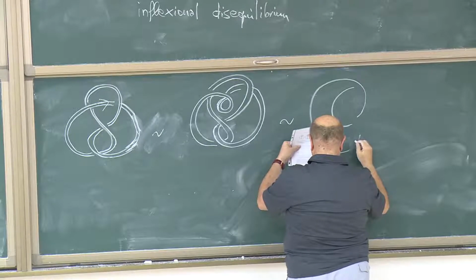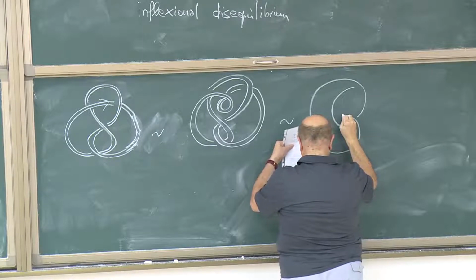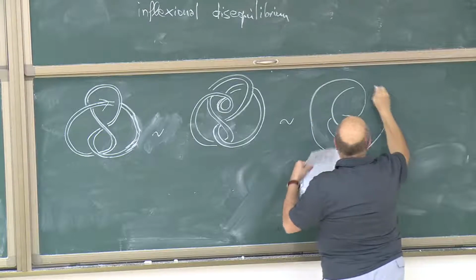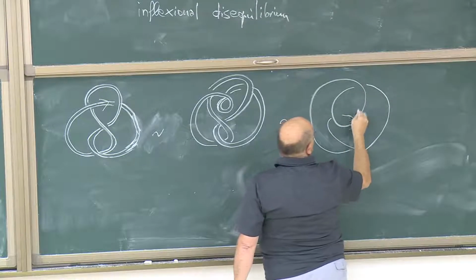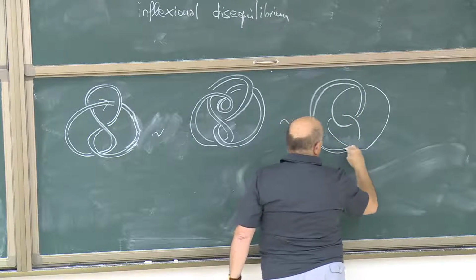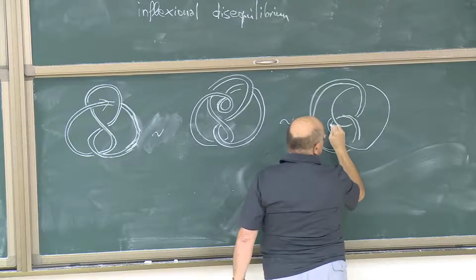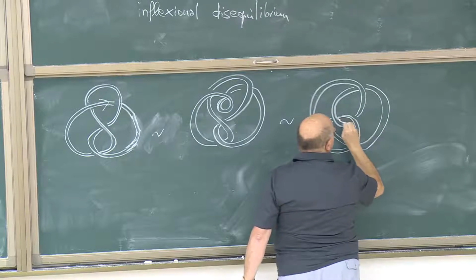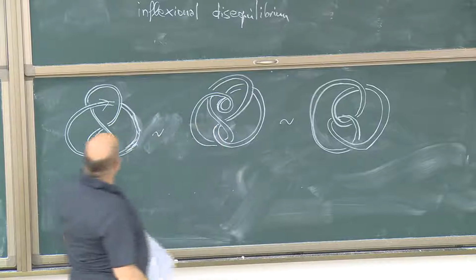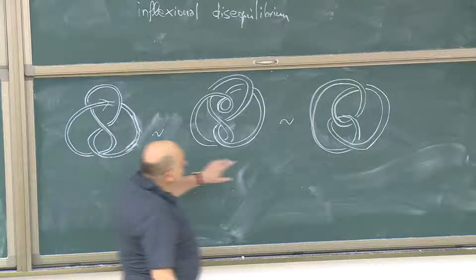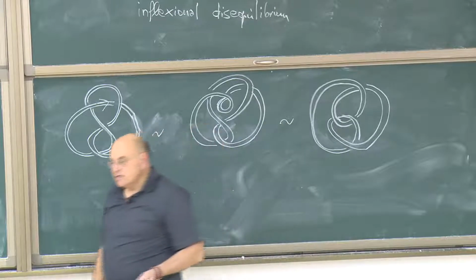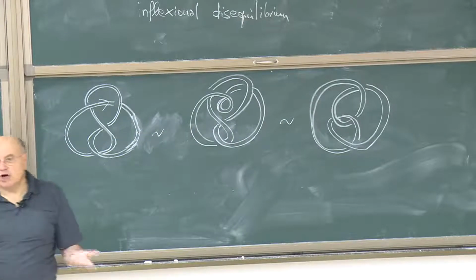No, I should stop here. And I go like this. Then I go like this. And like this. Okay. It is the same knot, and by the way, 1, 2, 3, 4 is the same crossings. So same knot, same crossings, different geometry.